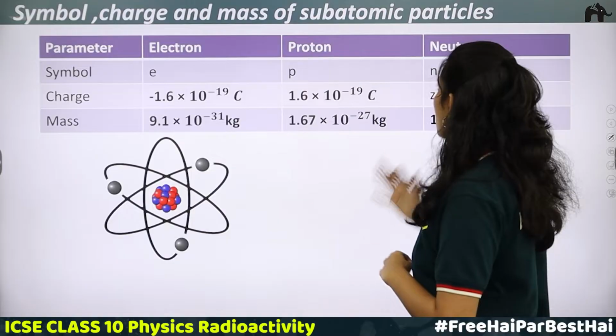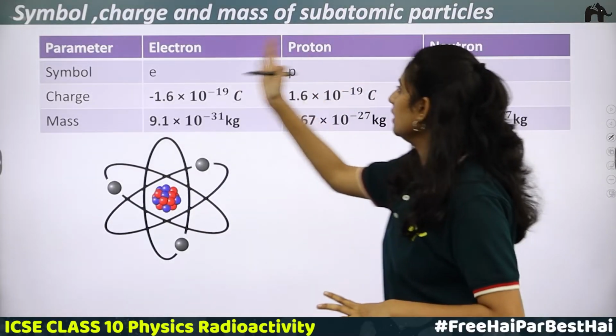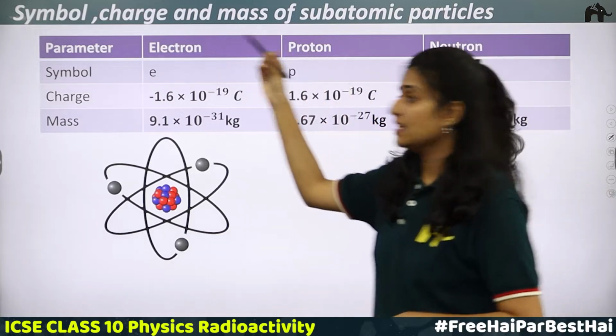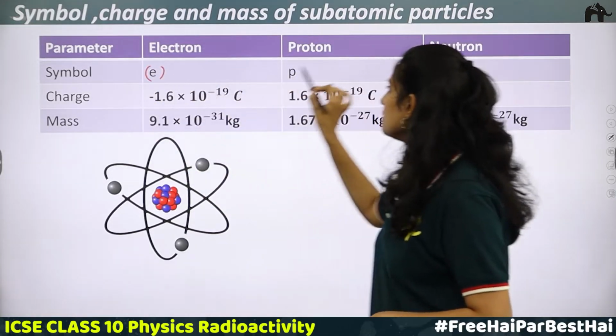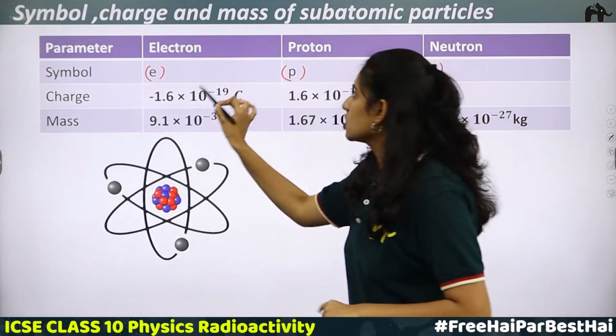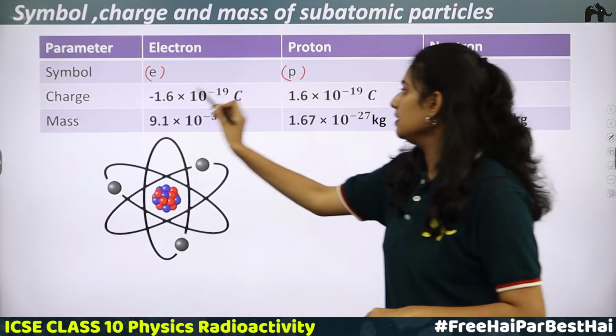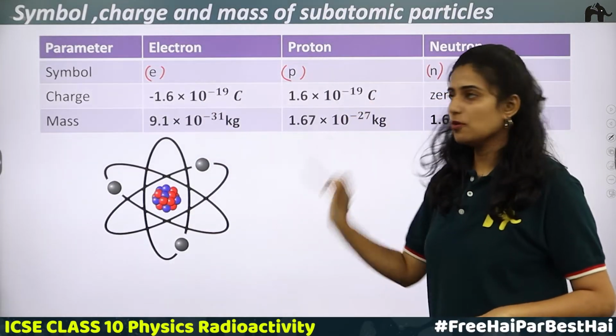Symbol, charge and mass of subatomic particles. The different subatomic particles are electrons, protons and neutrons. Their symbol, charge and mass: electrons are represented by e, protons by p and neutrons by n. For charge, electron and proton have the same magnitude. The only difference is that electrons are negative and protons are positive.